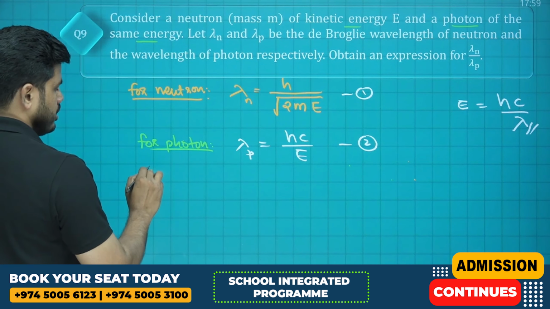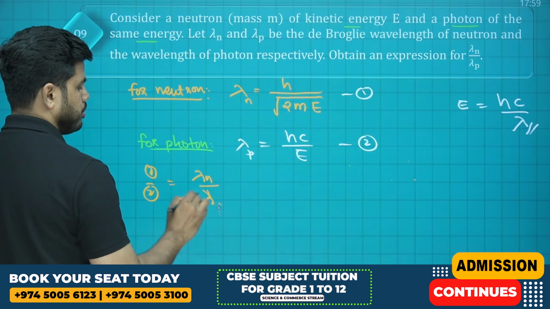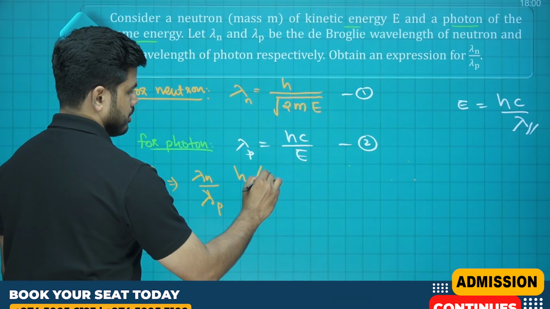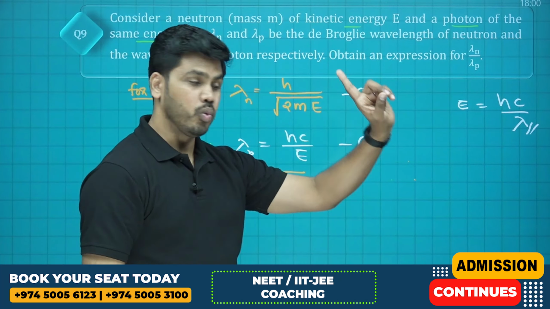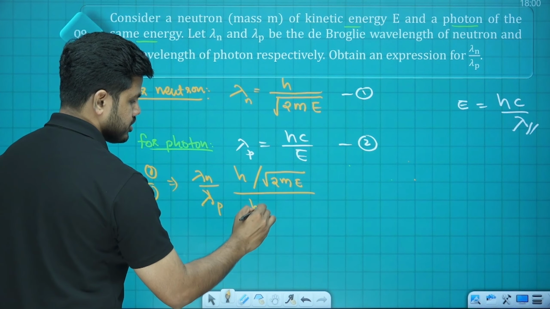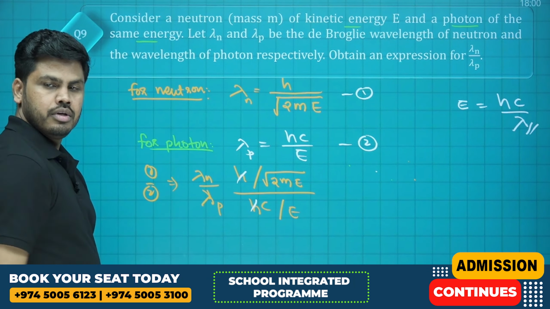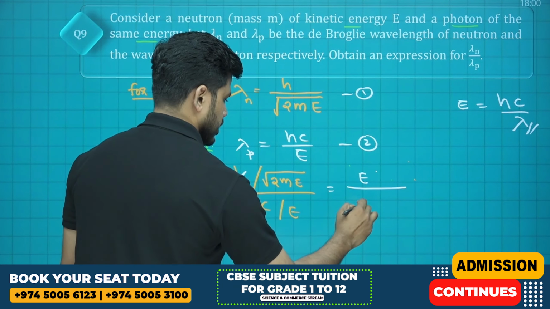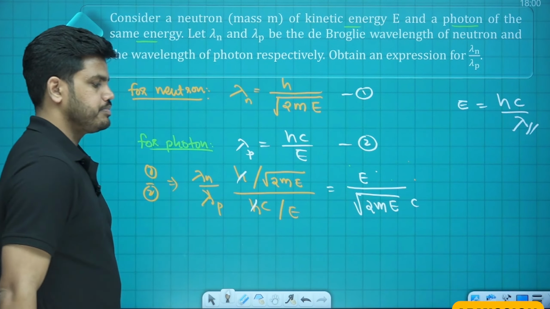So, equation number 1 divided by equation number 2, we get lambda n by lambda p, and lambda n is going to be h divided by root of 2m into E, the whole divided by, wait, we have to take lambda n by lambda p only. So now lambda p is going to be hc divided by E. So we can cancel h from both the sides, and E is coming up. So E divided by root of 2m into E into C.